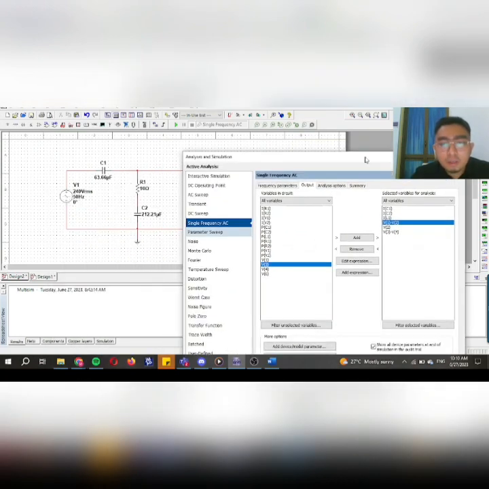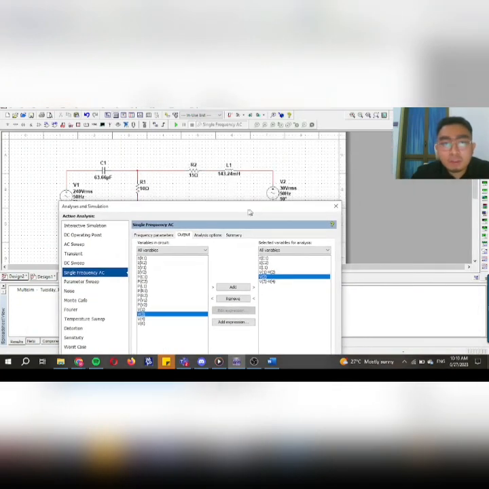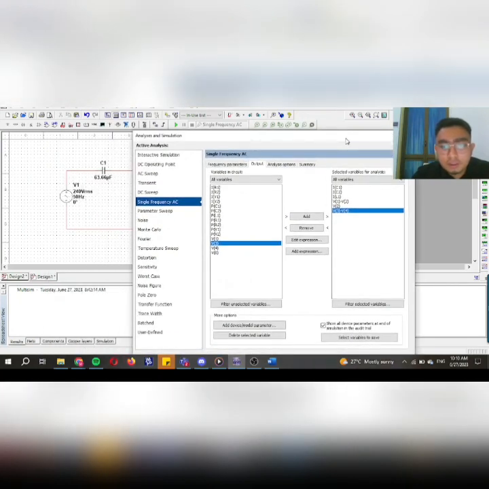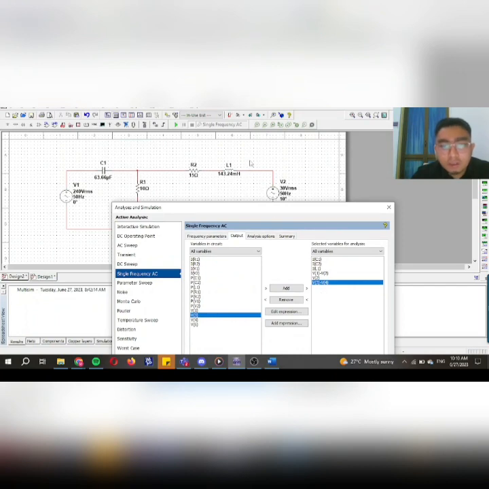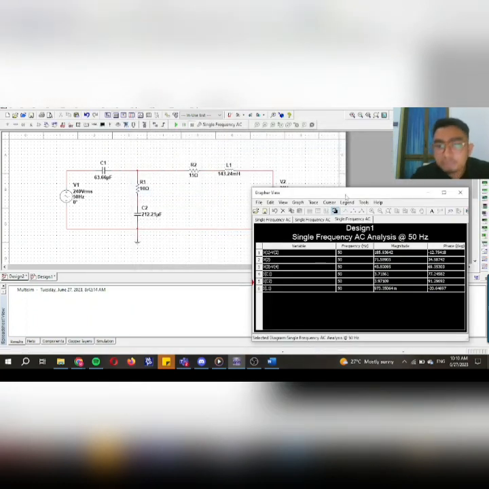For V1 minus V2, we use these variables to find the voltage across this capacitor, which is V1 here minus the voltage from this side. So with V1 minus V2, we can obtain the voltage for C1. V2 is the load voltage, for this load right here. And V3 minus V4, we use this variable to find the voltage for L1 here. Okay, so we click run.